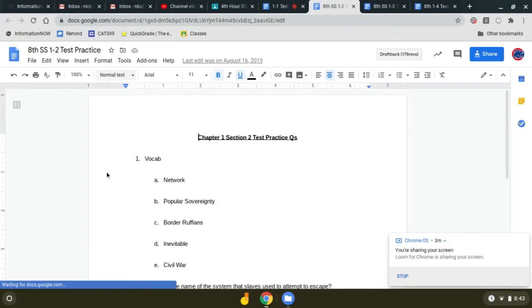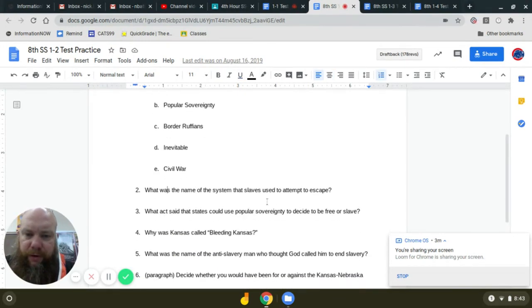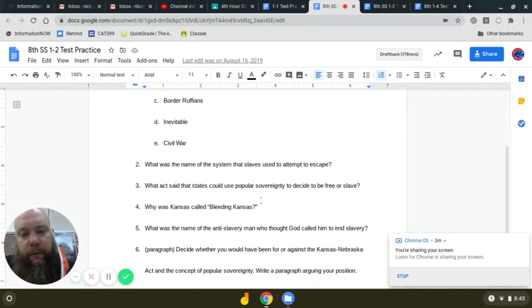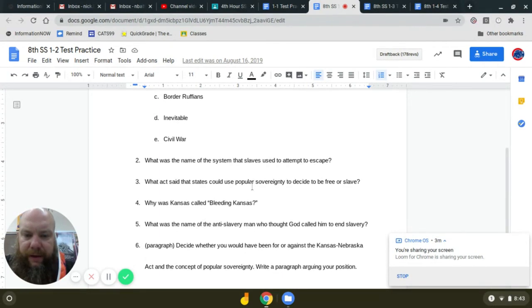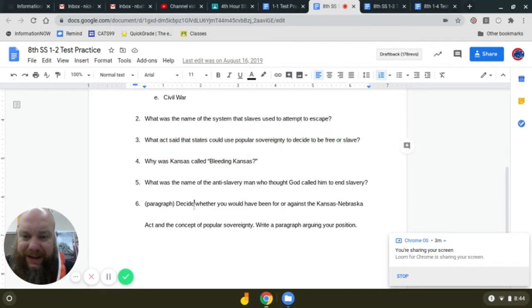Okay. Section 2, the system. Of course, the Underground Railroad was neither underground nor a railroad, but we talked about that before. The Kansas-Nebraska Act, John Brown. Bleeding Kansas, pretty self-explanatory. Again, number 6 is not going to be on the test. There are no essays on this test only. Don't get mixed up. Be clear. Okay.